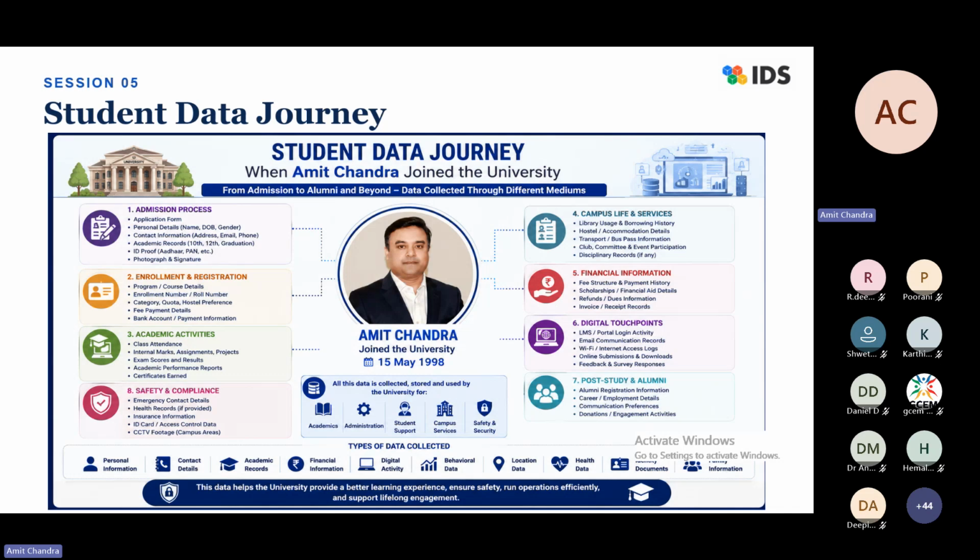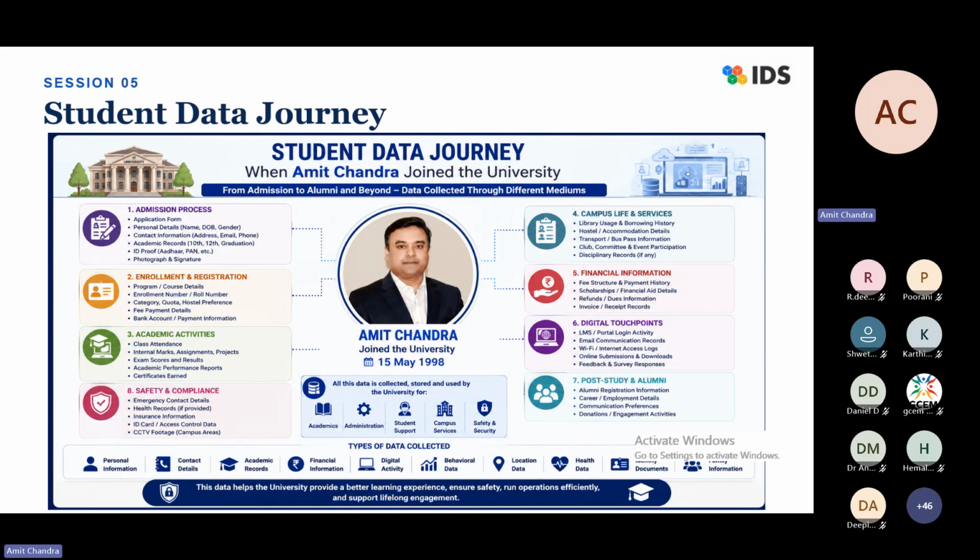Whereas the financial information, considering the fee structure, we sometimes do an automated payment system, where the fees get automatically deducted. Digital touch points are our face biometric registration, photos, user ID, password, email ID, all those things. All of these are collected and stored by the university.